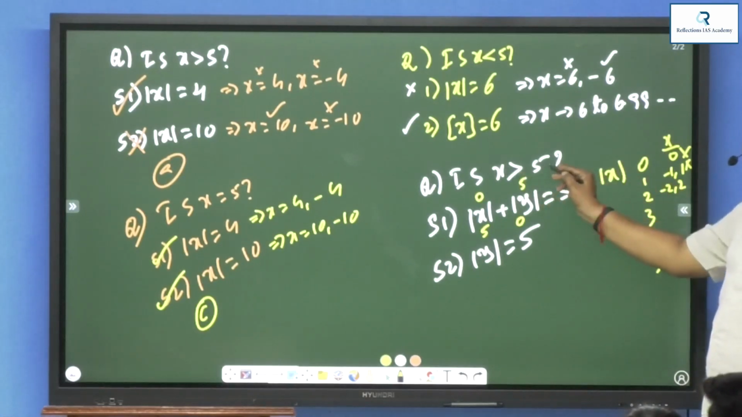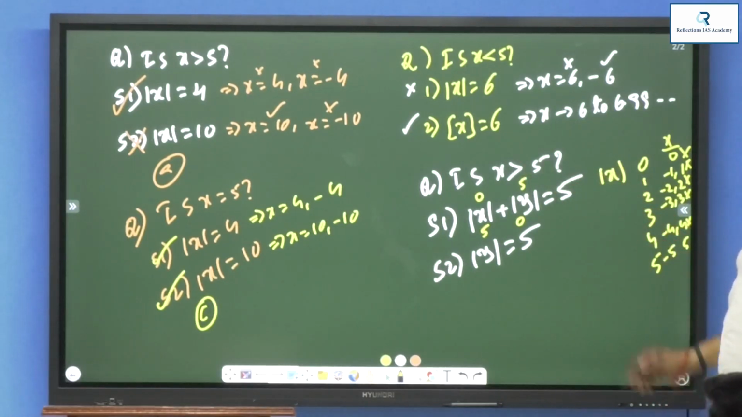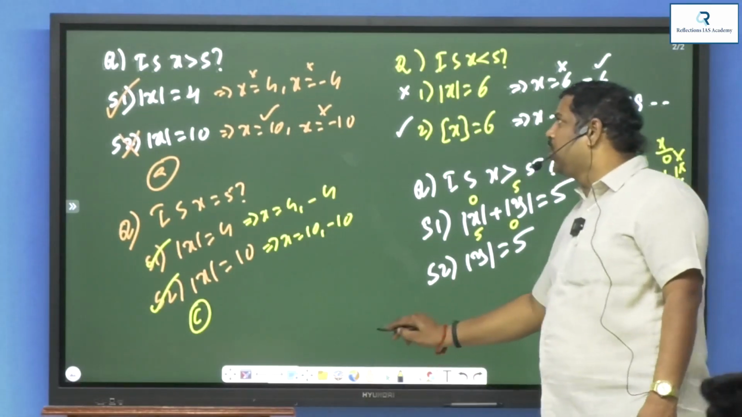Minus 2 and plus 2 both are wrong, right? 3. Minus 3 plus 3? Wrong. Minus 4 plus 4? Minus 5 plus 5? Minus 5 greater than 5 is wrong. 5 greater than 5 is also wrong. So, I can say that that is wrong only, right?